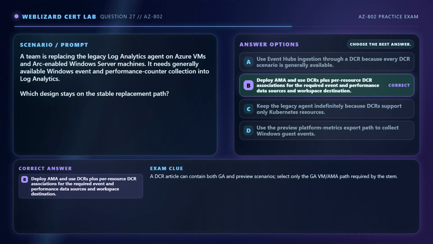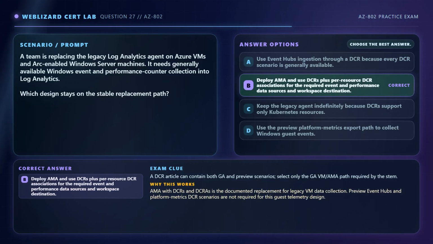The correct answer is B. Deploy AMA and use DCRs plus per-resource DCR associations for the required event and performance data sources and workspace destination. AMA with DCRs and DCRAs is the documented replacement for legacy VM data collection. Preview Event Hubs and Platform Metrics DCR scenarios are not required for this guest telemetry design. Exam clue. A DCR article can contain both GA and preview scenarios. Select only the GA VM/AMA path required by the stem.